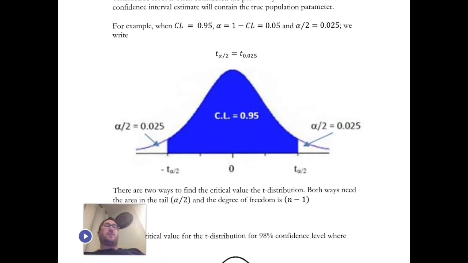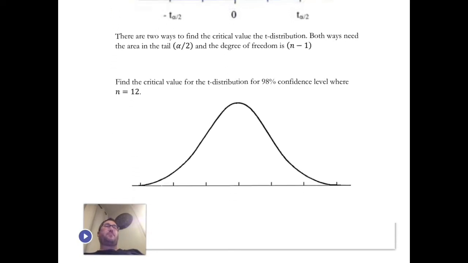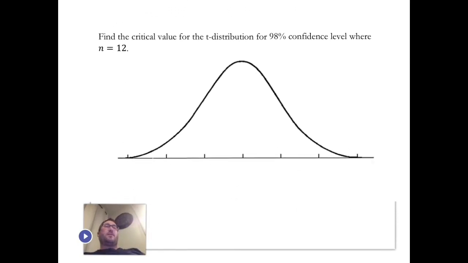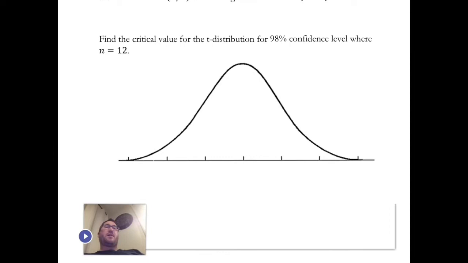Okay, so for the example here, it says find the critical value for the t-distribution for a 98% confidence level where the sample size is equal to 12. So what we're going to end up doing is representing that with the degrees of freedom, which is going to be 12 minus 1. Of course, that's going to give us 11.